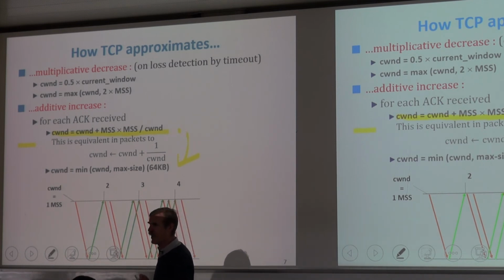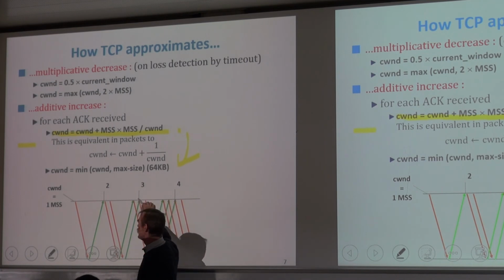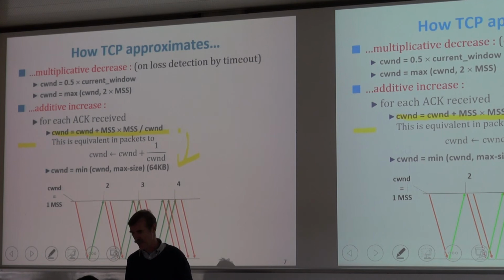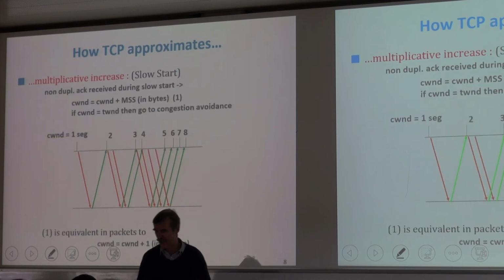But the first order factor is that we, roughly speaking, increment by 1 MSS per round trip time, as a very crude approximation. We will see that this analysis has some implications. So this is how additive increase is approximately implemented.